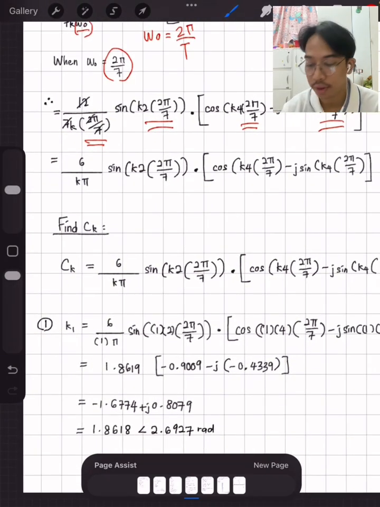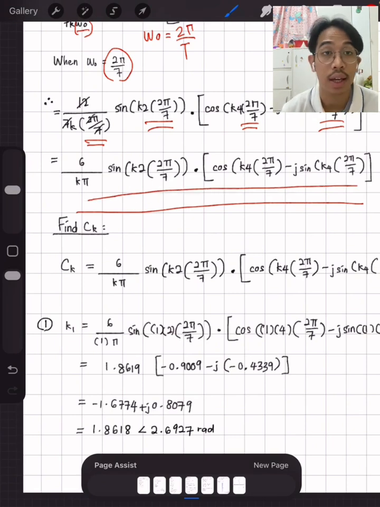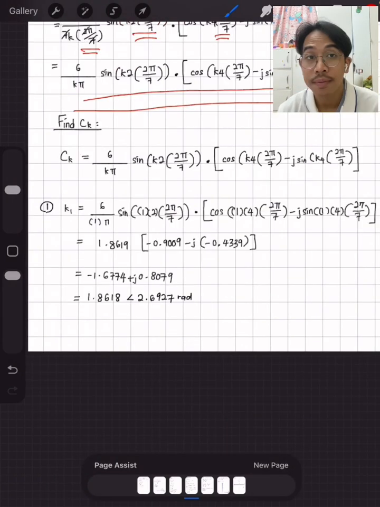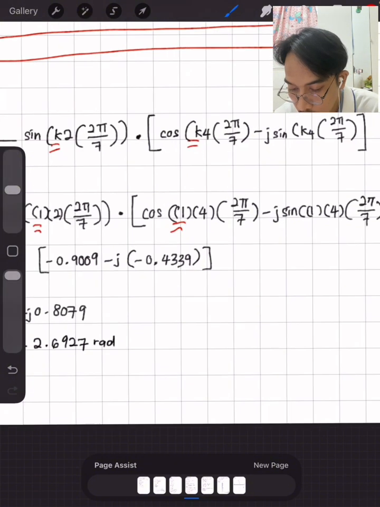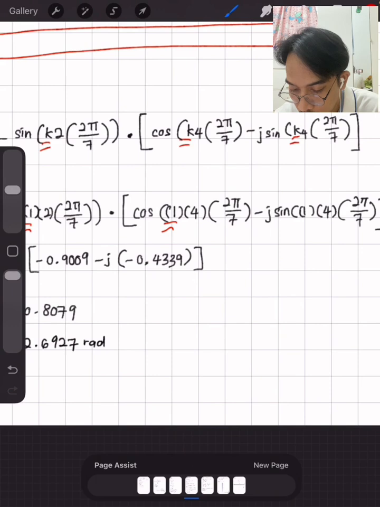And so we can just simplify everything here, and we got this full equation for our ck. Okay, here we continue with our ck when k is equal to 1. So we substitute our k here with 1, and k here with 1, and k here with 1, and k here with 1.